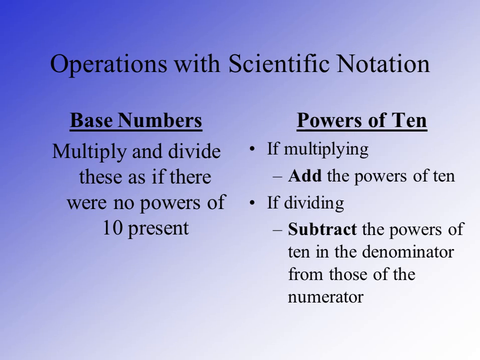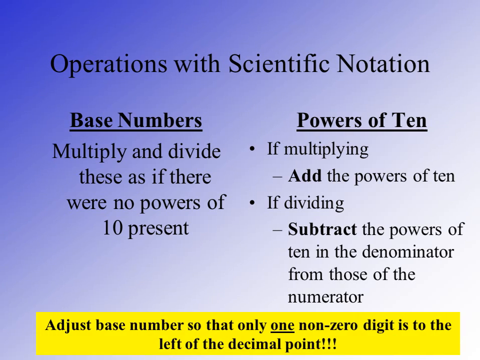And then once you've got those 2 separate answers, you can recombine them, and remembering that your base number should only have 1 non-zero digit to the left of the decimal point. It should be a number between 1 and 10. And so if your base number comes out less than 1 or greater than 10, you have to move the decimal point appropriately so that you do end up with a number in that proper range, and then also change the power of 10 accordingly based on how many places you had to move the decimal and which direction you had to move the decimal.